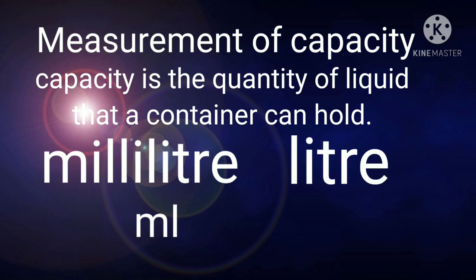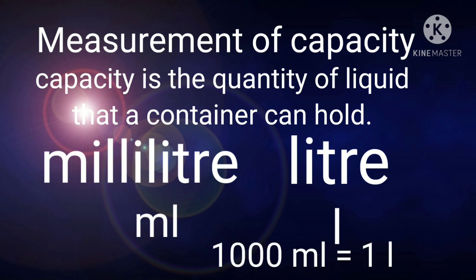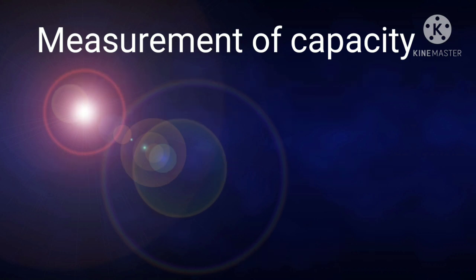Liter is a larger unit of capacity. It is used to measure capacities of larger containers such as a bucket, a drum or a water tank. It is written in short as L. There are 1000 milliliters in a liter. So we can say that 1 liter is equal to 1000 milliliter.